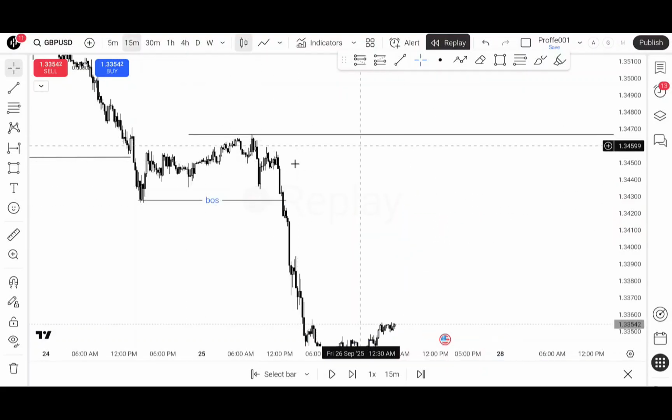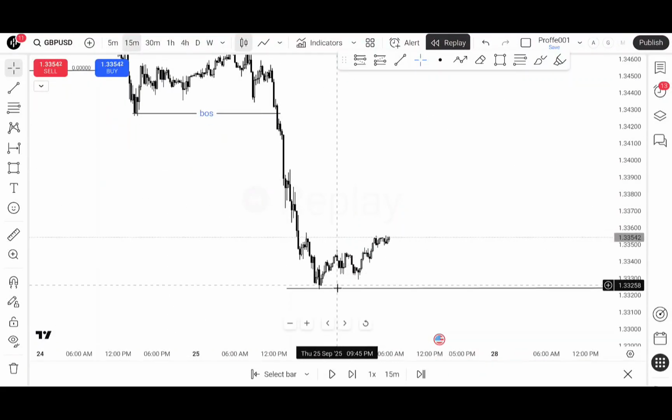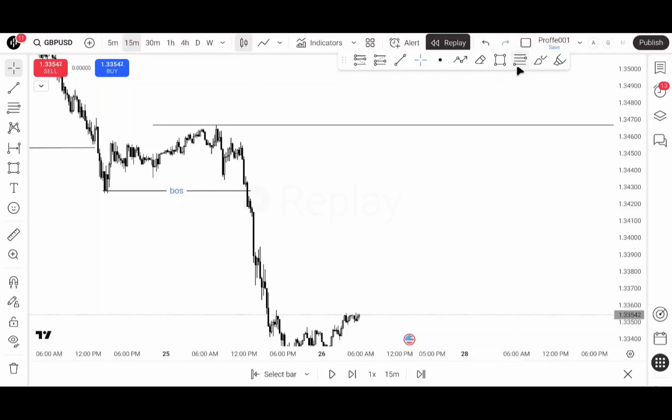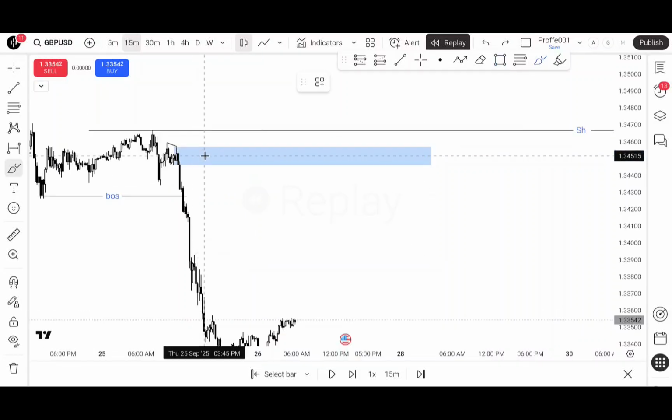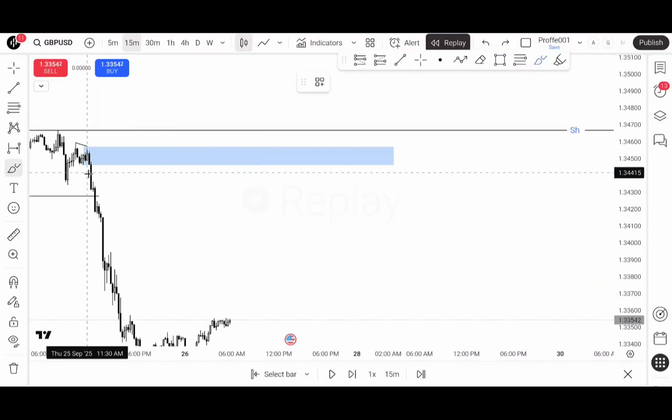Now we have marked our swing high, a break of structure, and we have gotten a swing low. In this trend, where are we looking to take trades from in this area now? First of all, we spot out our order block, which meets our criteria. One, fair value gap. This is a fair value gap. Two, a clear order block. This is a clear order block.